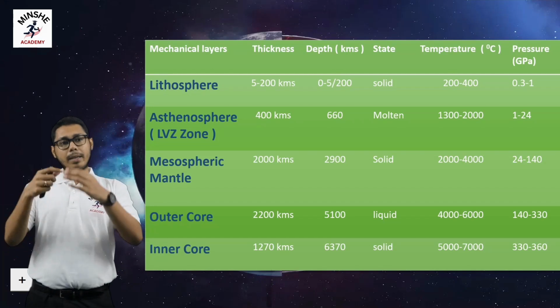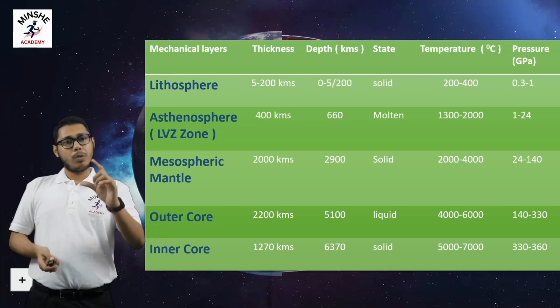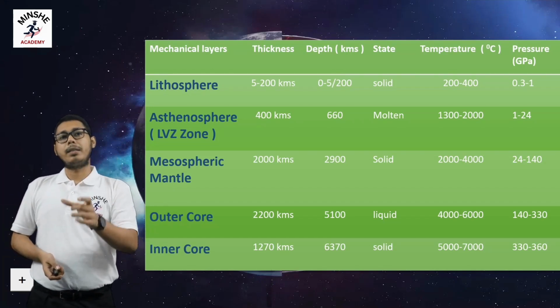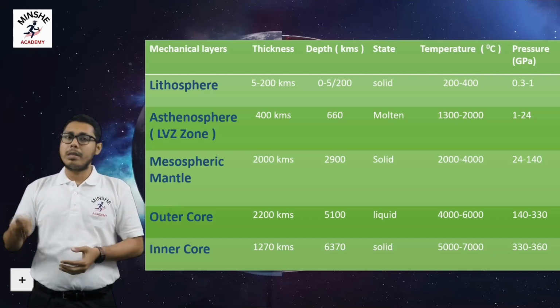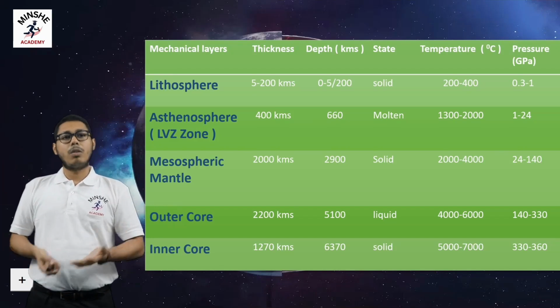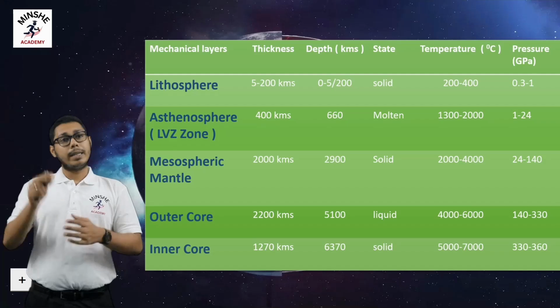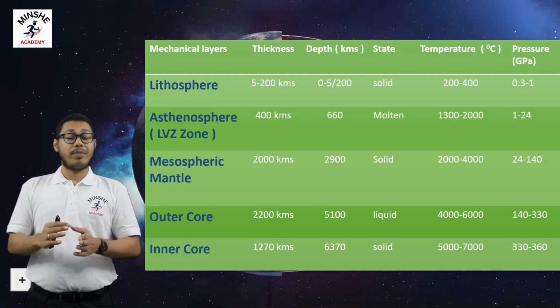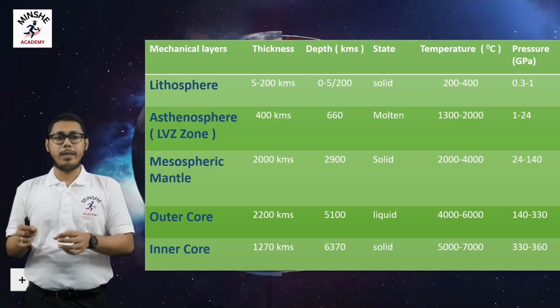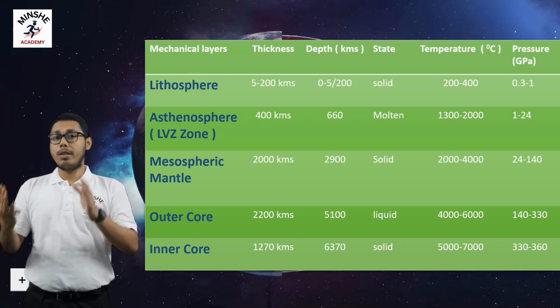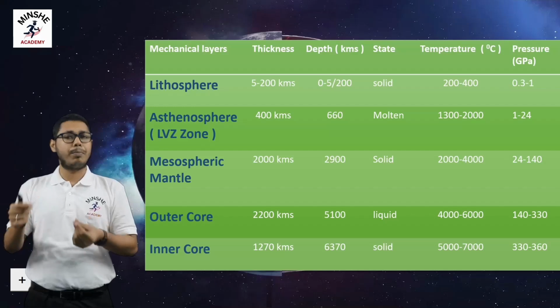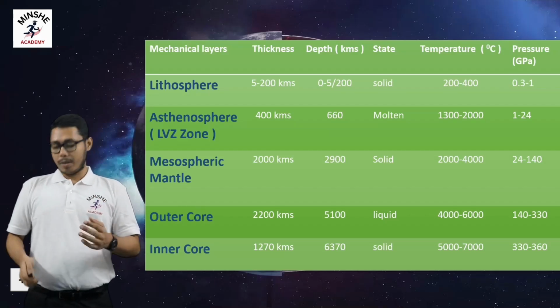The mesospheric mantle is solid. It is about 2000 kilometers thick and ends at a depth of about 2900 kilometers. Solid, and obviously the pressure is increasing. The outer core is 2200 kilometers thick and ends at a depth of about 5100 kilometers. It is liquid in state. Why all these things happen, you will learn in the chemical composition. Now just remember the temperature, the pressure, and the depth.